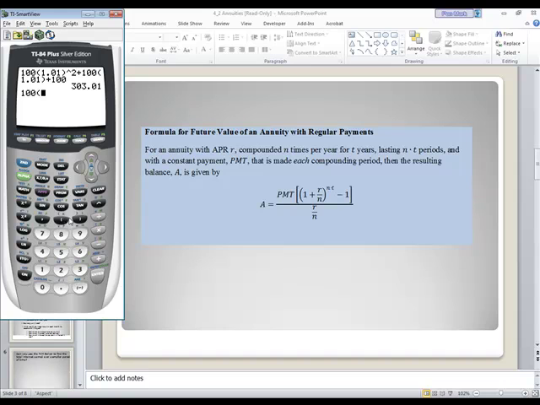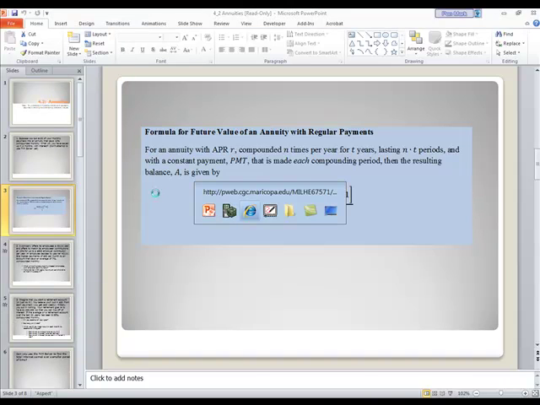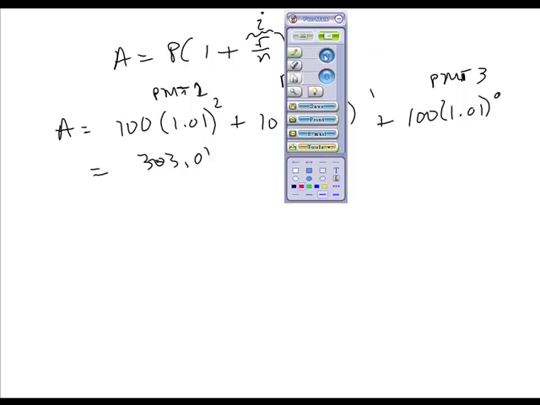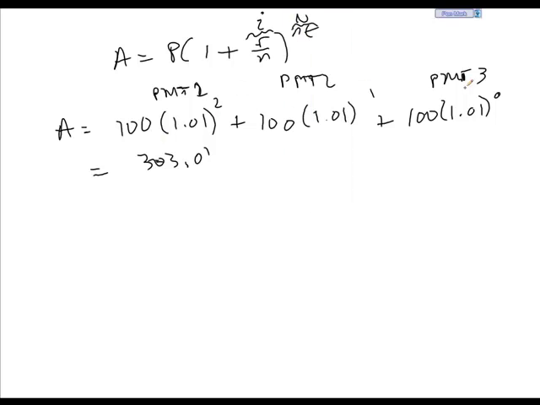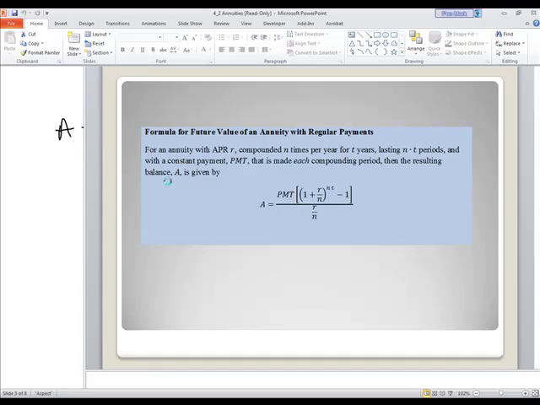If you want, you can put the whole numerator in parentheses. 1.01 is our rate divided by our number of compounding periods in a year, raised to the 3 power because we're compounding 12 times, but we're only going for a fourth of a year, minus 1, divided by the rate divided by the number of compounding periods in a year, 0.01, and we get 30301. So we basically have 3 techniques of doing this. The first technique is just doing it the old-fashioned table way. The second technique is to add up the terms individually, and the third way is to use this formula.